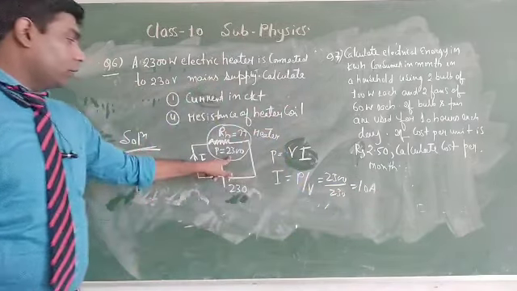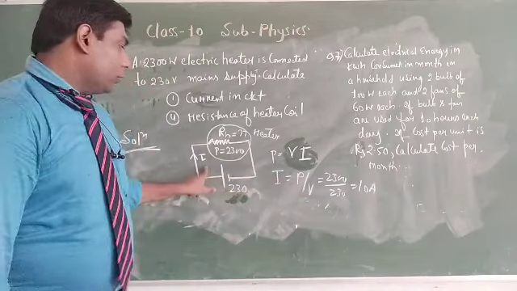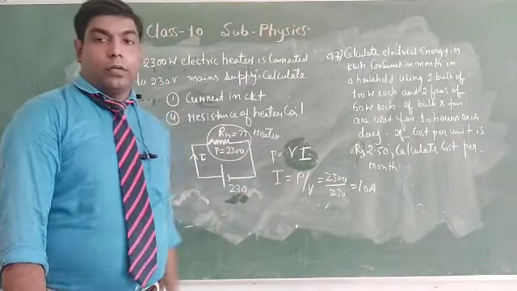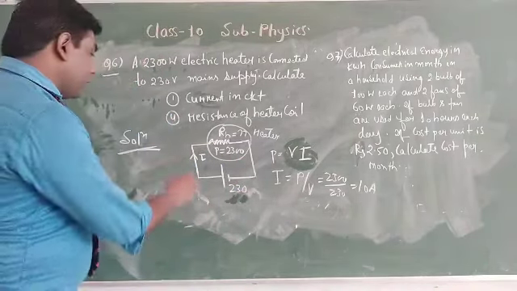So here power is 2300 and V is 230, so I equal to 10. We got I equal to 10 ampere.